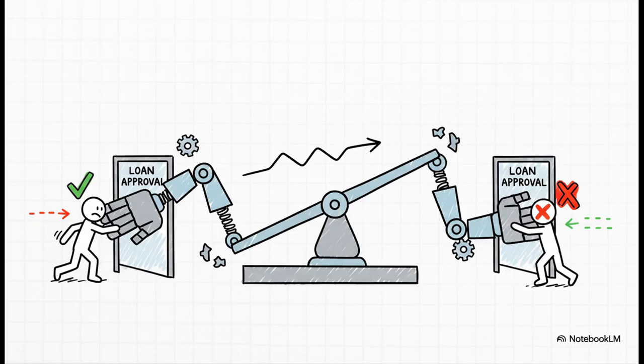To force those approval rates to be equal, the model might have to start doing some pretty weird things. Like, it might have to deny perfectly qualified people from Group A, or start approving totally unqualified people from Group B, just to hit a quota. You see the problem? This metric completely ignores whether someone actually deserved the loan in the first place.